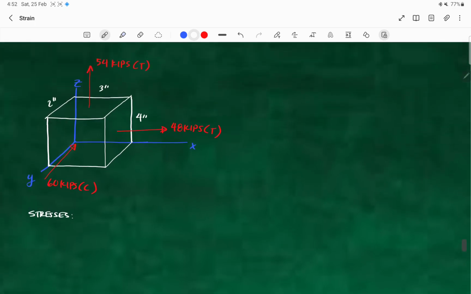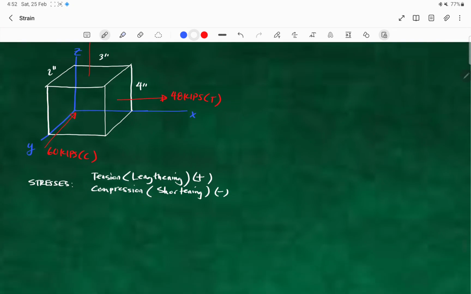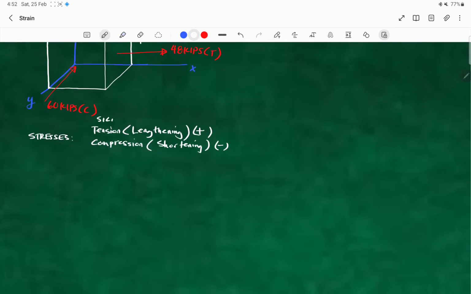So, may sign convention tayo dito, no? If it is in tension, meaning yung deformation niya is lengthening, bali pahaba siya, no? So, we take it as positive. And if it is in compression, meaning pinapaliit niya, kinocompress, no? So, this is shortening. So, we take it as negative. Okay? So, may mga sign convention tayo dito.